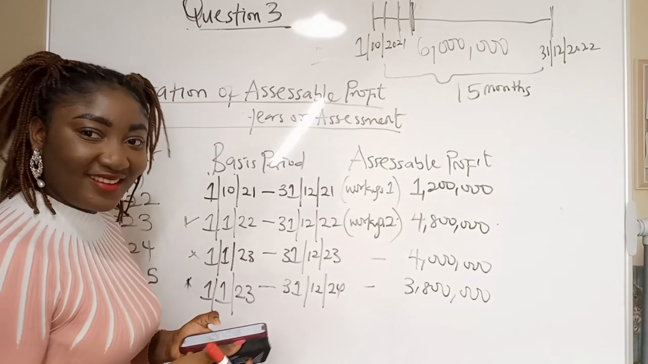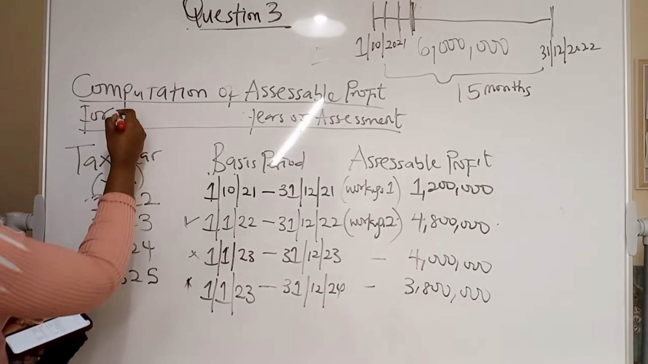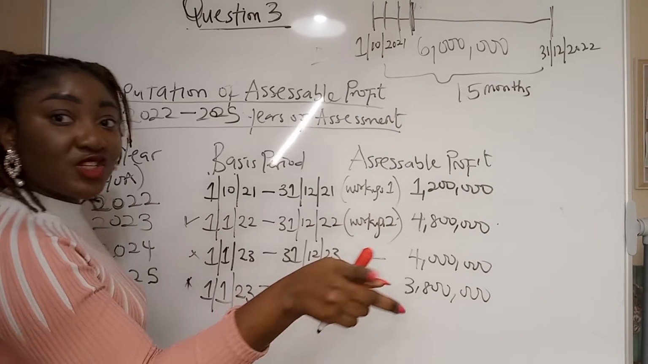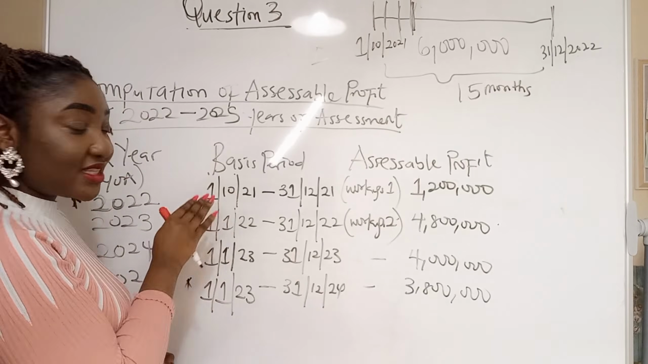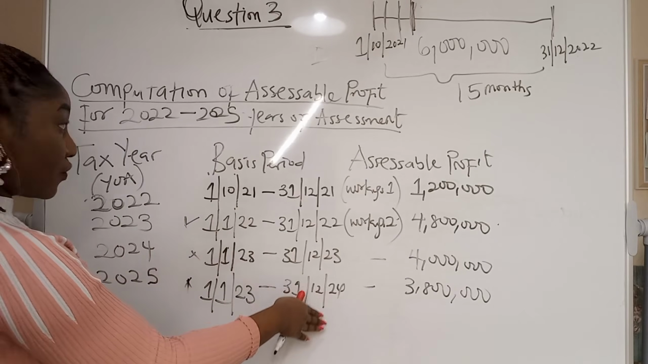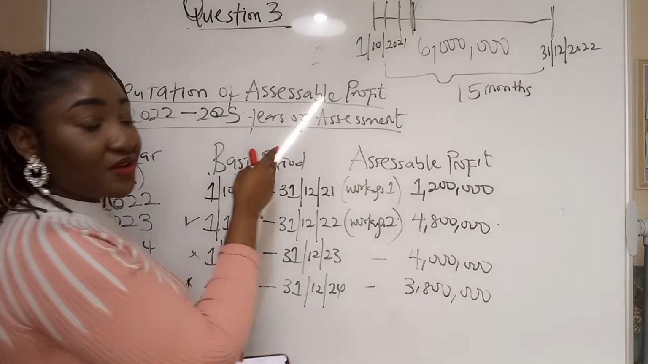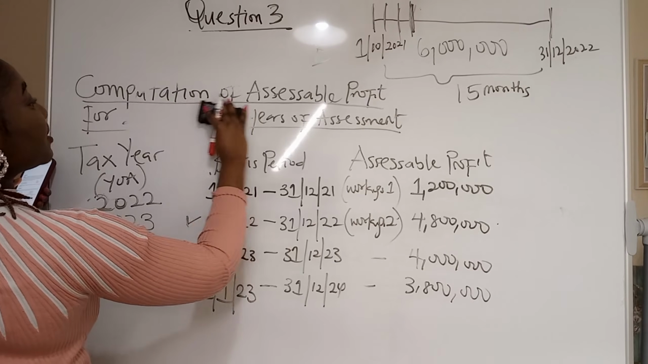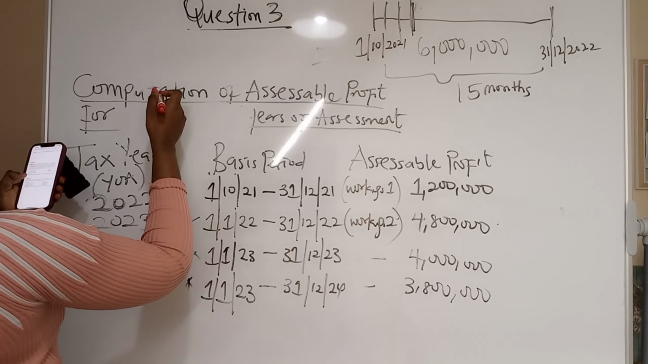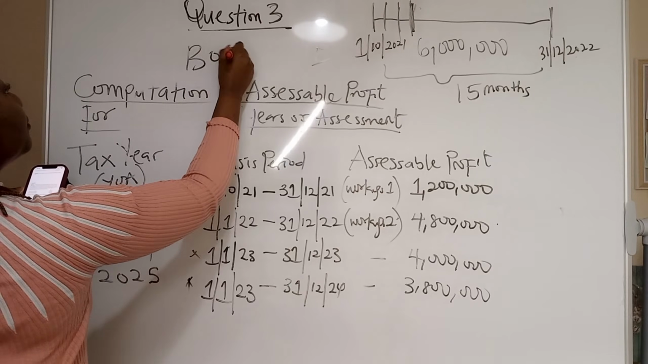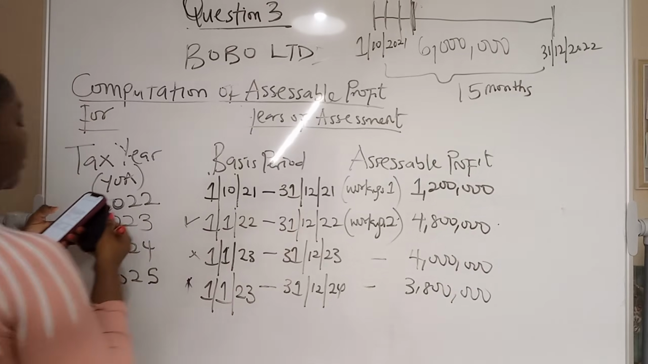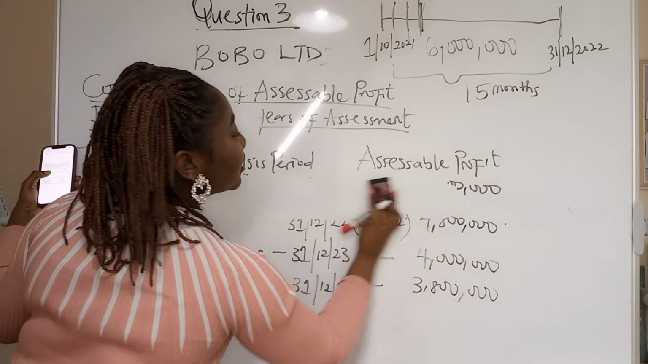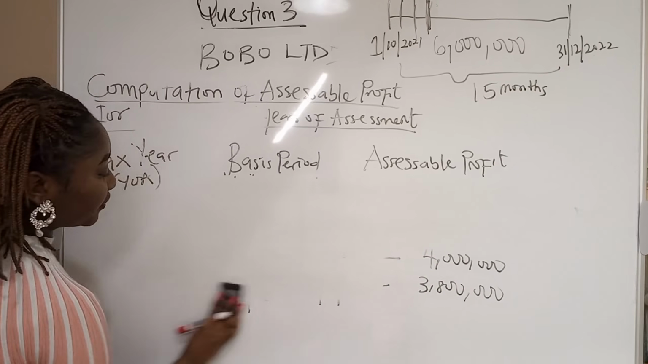I forgot to say, please don't forget in the exam. Here is what 2022 to 2025 years of assessment, because the business commenced in 2021. You might have made a mistake and put 2021 to 2024 or something, but you can see that it is 2022 to 2025. So just leave that space and try not to forget. So computation of assessable profit for Bobo Limited. We have the tax year or year of assessment, and we have the basis period, and we have the assessable profit.